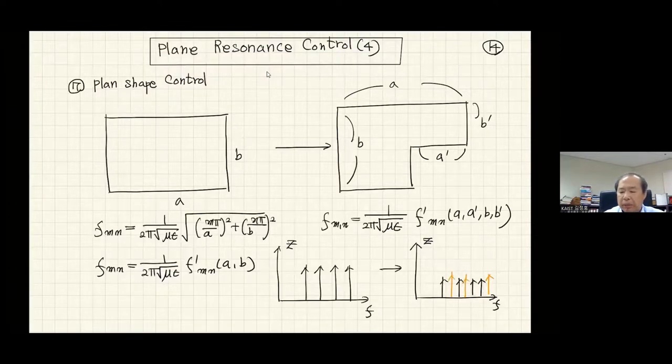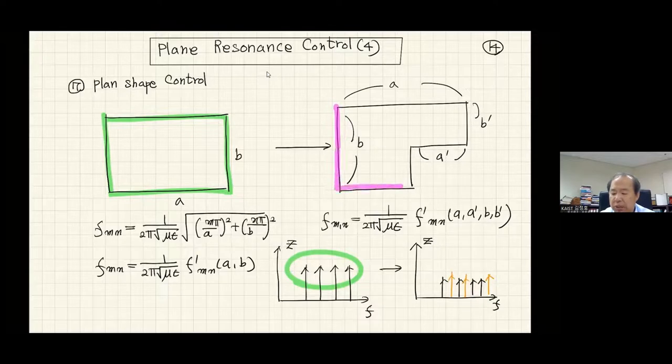Now I would like to give you some examples to control the resonance. Another possibility is that, let's assume that your computer PCB has this kind of rectangular square size. Then you're going to have certain resonance peaks. But sometimes we can change that with a different square size, then we're going to have A and A dash, B and B dash, and we're going to have a different spectrum.